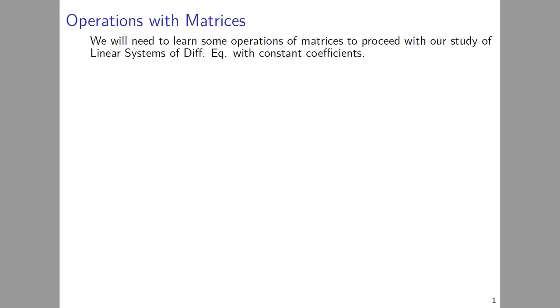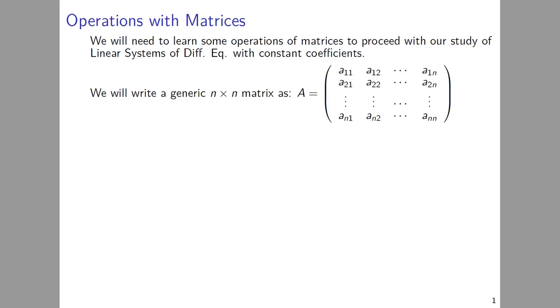We will need to learn some operations of matrices to proceed with our study of linear systems of differential equations with constant coefficients. We will write a generic n by n matrix as A equals A11, A12, across the row to A1n, and down the column A11, A21, down to An1, all the way through our matrix, all the way down to Ann. We will call each value in the matrix an entry.